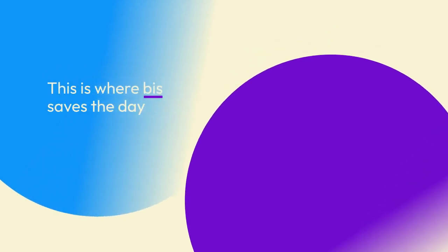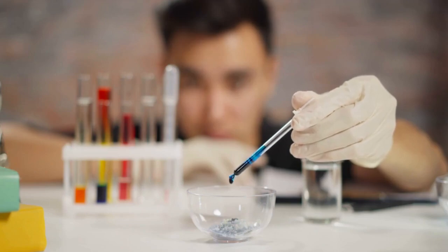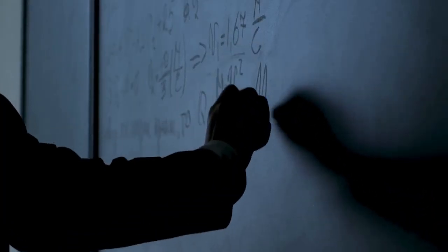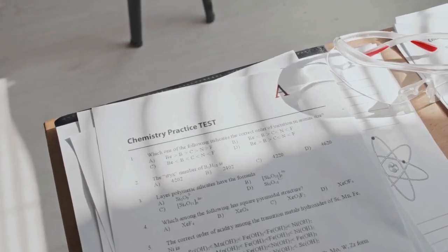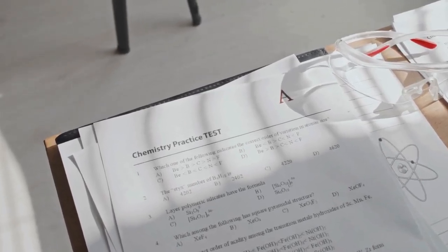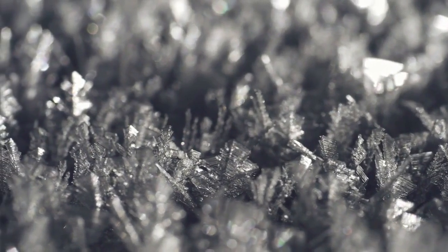This is where bis saves the day. Instead, we say bis(dimethylamino). Notice the parentheses. They are crucial. They wrap around the complex group, and the bis outside tells you that you have 2 of that entire parenthesized unit. It makes the name perfectly clear and easy to interpret.